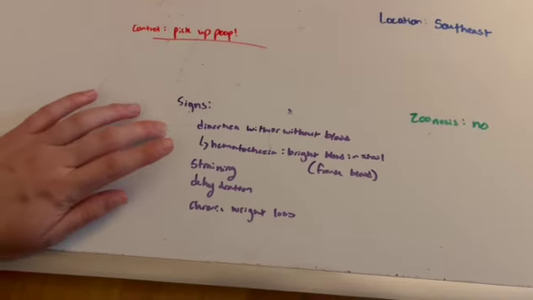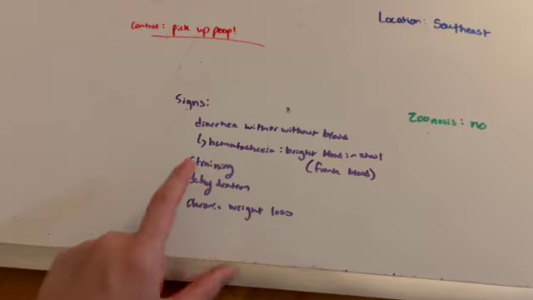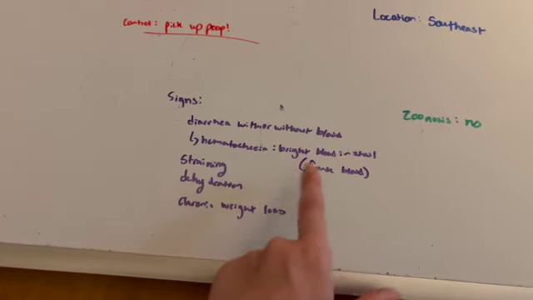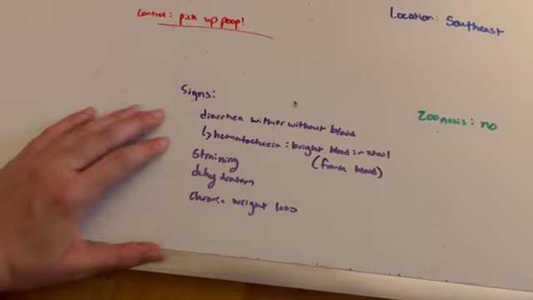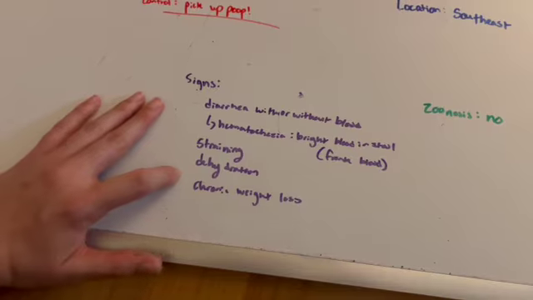Signs is diarrhea with or without blood, so that is known as hematochezia, which is bright blood in the stool, or frank blood, 2 names for it. Straining in the puppy, dehydration, and chronic weight loss as well.